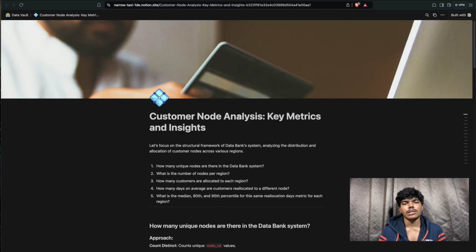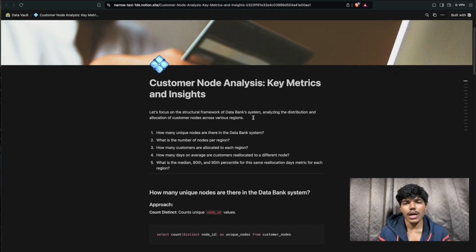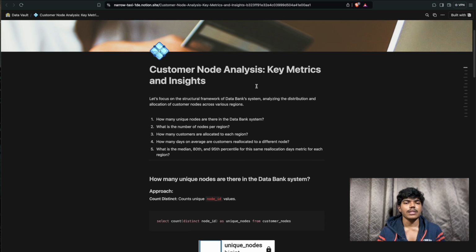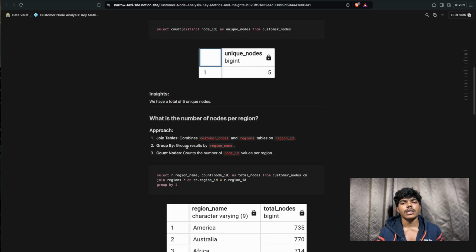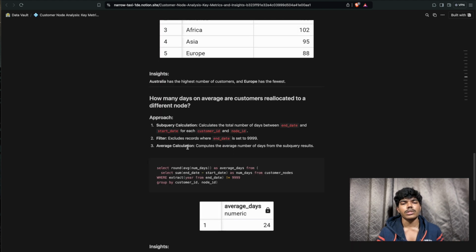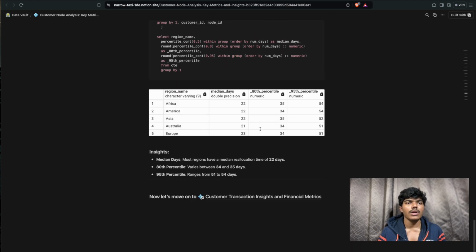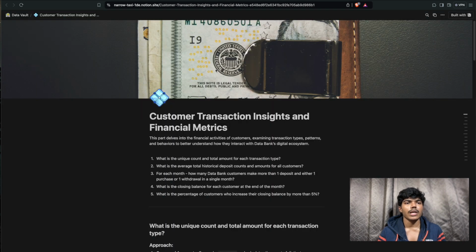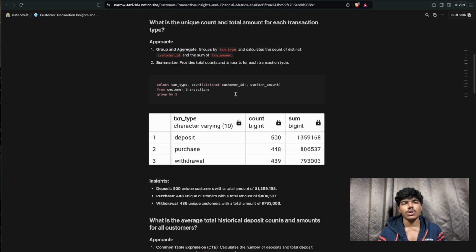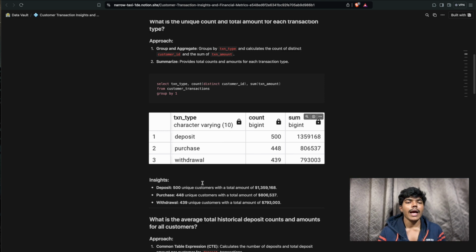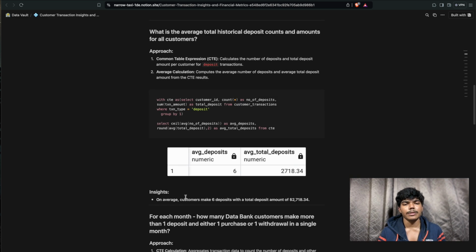The first page is our customer node analysis, where we have created the key metrics and insights. Here I have added the approach for solving the question, then the code, and also the insights. Similarly I have done it for all the five questions, with the output as a photograph. Next we have the customer transaction insights and financial metrics. Here as well we had five questions, and we have solved each one of them and given the insights as well.